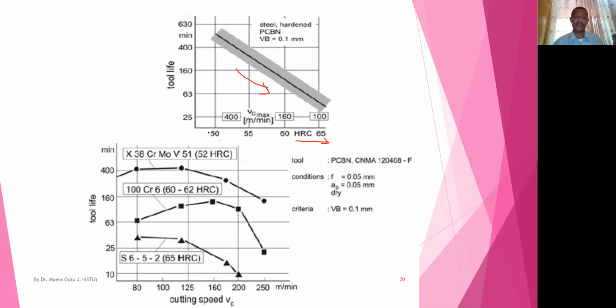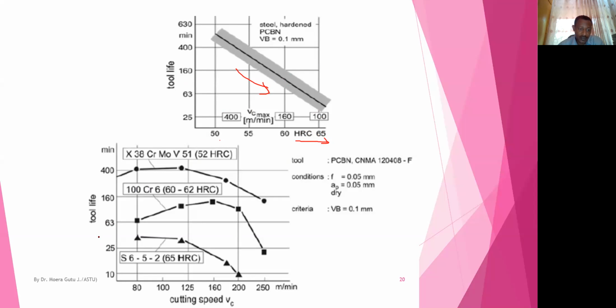Tool life is in minutes, and the tool life is very low, up to 30 minutes maybe, when the Rockwell hardness number reaches up to 65. So this shows when you machine hard materials, your cutting tool easily deteriorates. It means you are going to replace a cutting tool, which is not economical. The manufacturing cost can be high and the machining cost can be high.